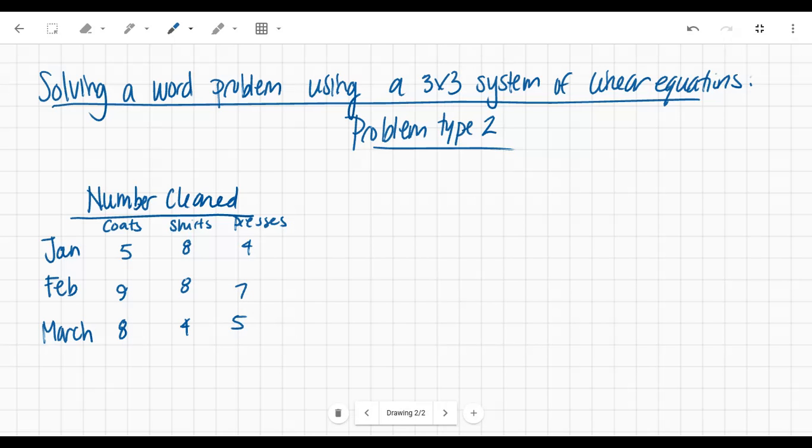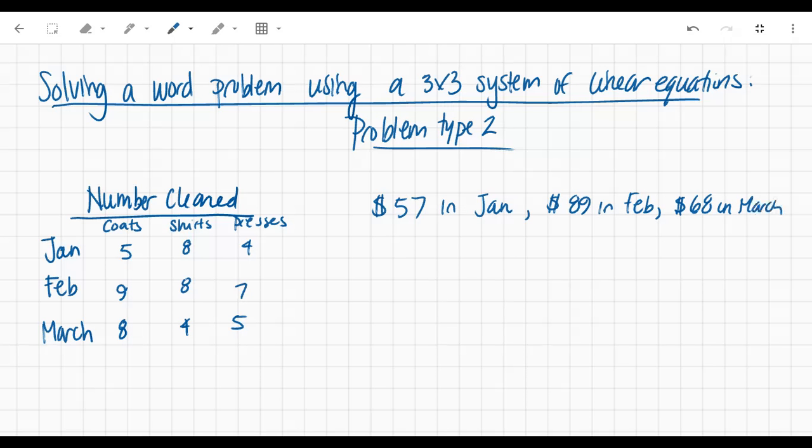Okay. Says that they spent $57 in January, $89 in February, and $68 in March. And they want to know how much it costs for each item.